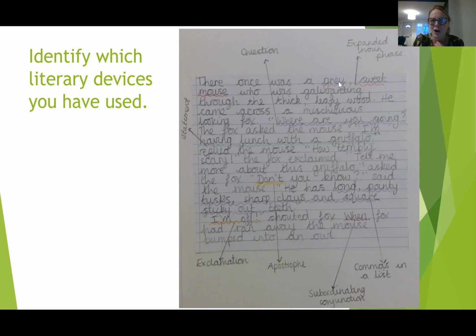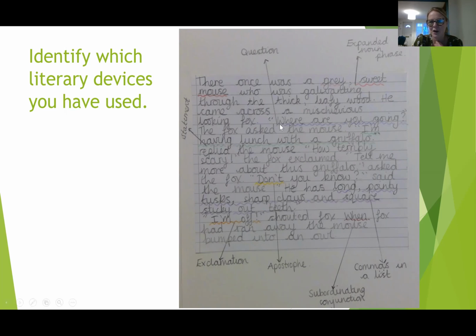So here, grey, sweet, mouse is an expanded noun phrase, isn't it? I've got two adjectives, grey and sweet, describing my noun, which is the mouse. So I've underlined that in red and I've put a little arrow up and neatly written expanded noun phrase.